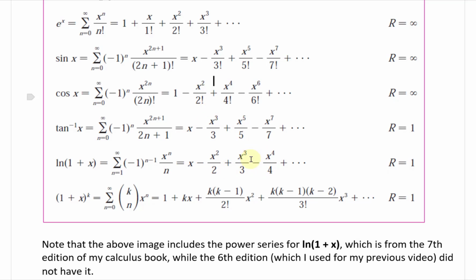So this one doesn't skip any odds or evens. This goes every single term, but it's divided by n and it's alternating over there. And the radius of convergence is 1. All right, and just a note here.